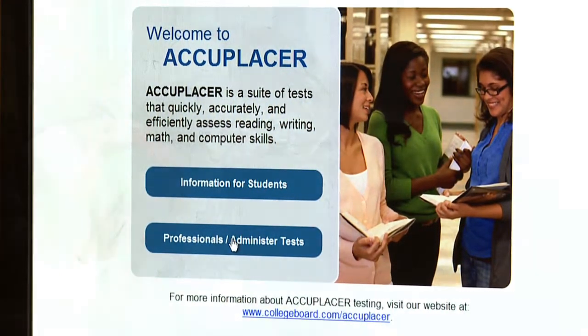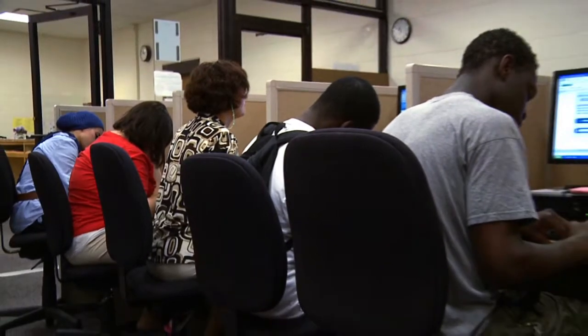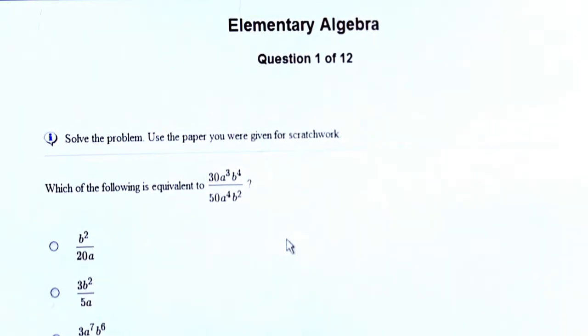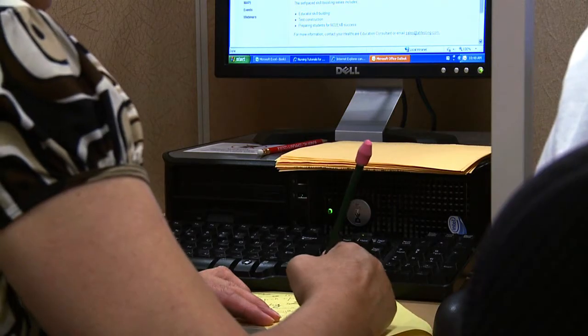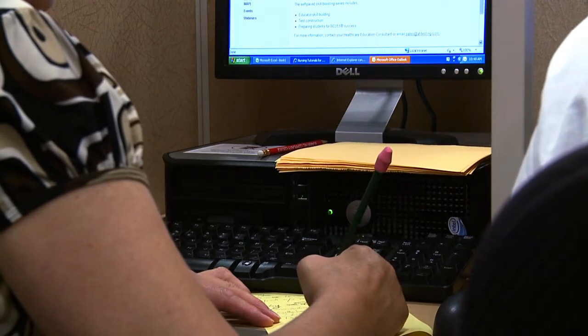All associate degree programs and a few certificate programs require one or more college-level mathematics courses. Therefore, if you place into a developmental-level math class, it's very important to understand which courses you must pass with a grade of C or higher before registering for your college-level math course.